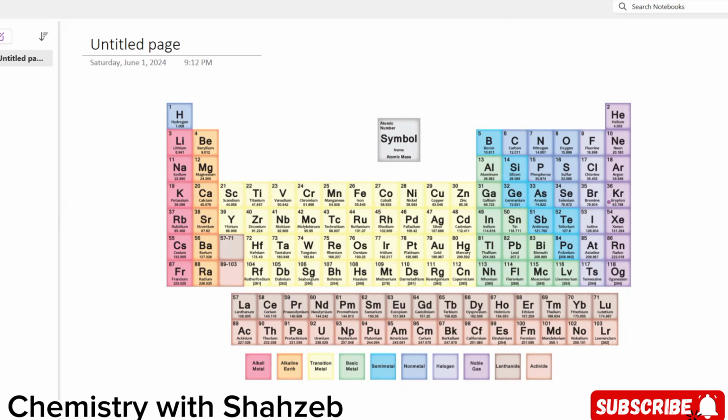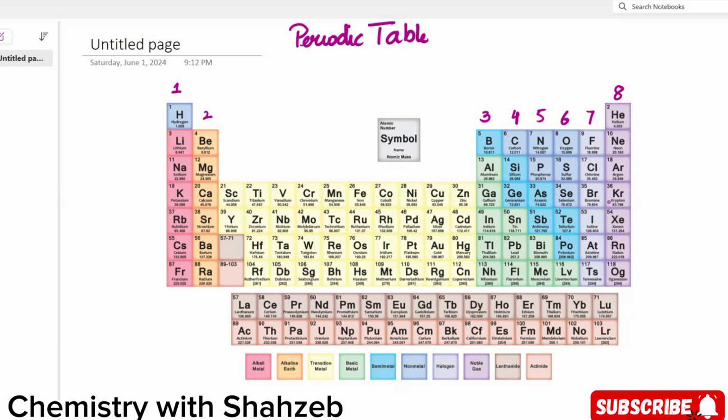Hi everyone. Today our topic of discussion will be the periodic table. So here is the periodic table. First of all, you can see that there are vertical columns. How many vertical columns would there be? One, two, three, 4, 5, 6, 7, and 8.